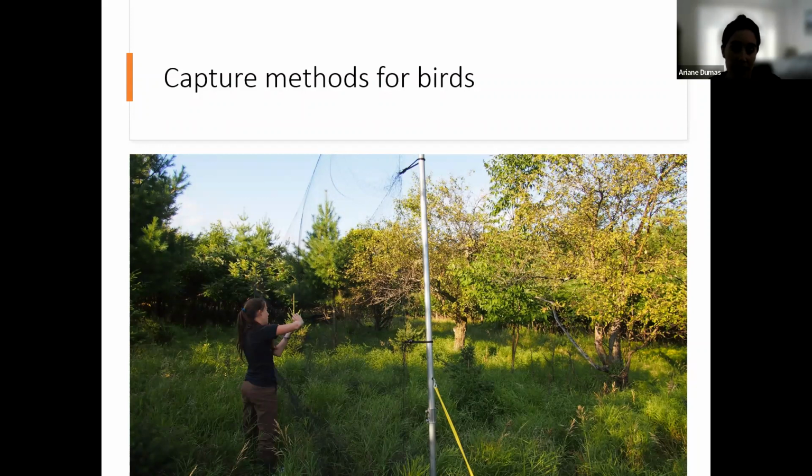So I used nets like the ones that you can see in the picture. These are called mist nets. They are very thin and almost invisible to the birds when they are deployed like this. So birds will get caught in the nets as they move around. Or we can also lure them into the nets, but I will explain this just after.